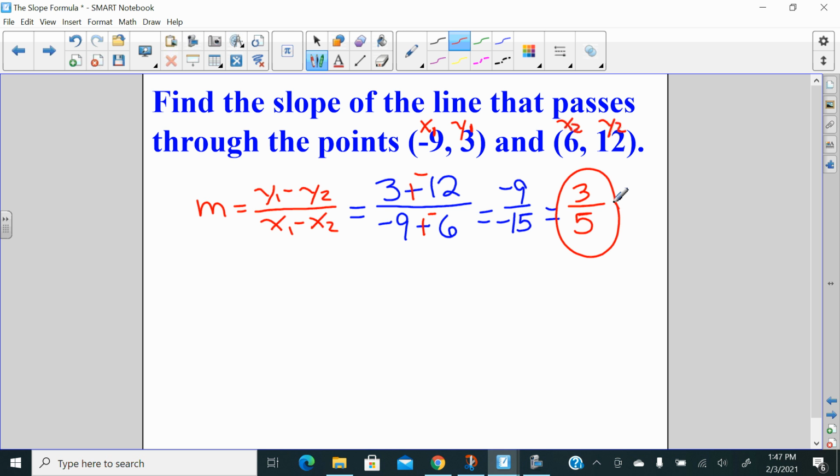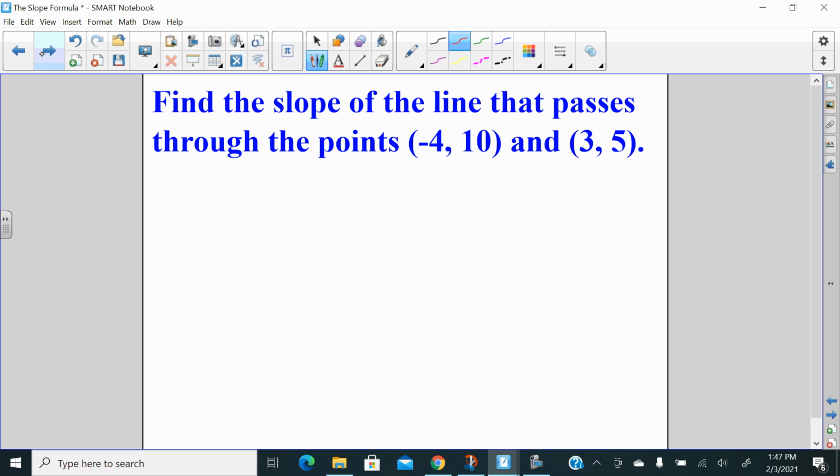How did you do? If you did not get 3/5, are you able to go back and see why not? If you can't, that would be a good time to send me a message so I can take a look and see what might have gone wrong. Let's do one more. Same deal. Please hit pause and give this a try on your own.